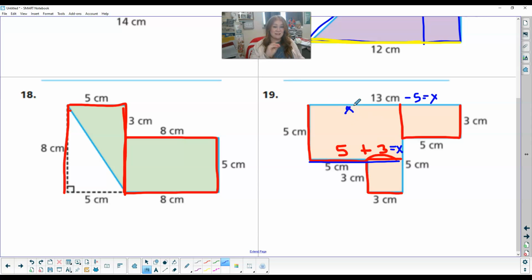So sometimes you might have to find that missing piece there to be able to figure out what is that dimension you actually need. So we have a 3 by 5, a 3 by 3, and a 5 by what? And put those all three together.